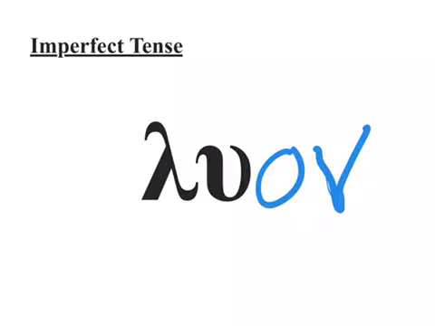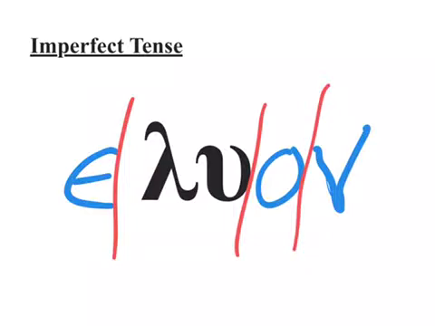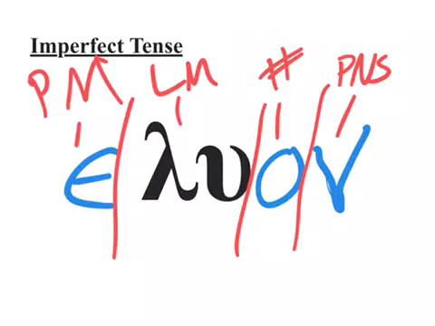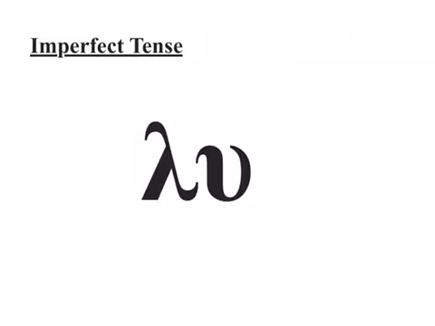However, there's another thing that we need to know about secondary tenses. Since they're in the past tense, there's going to be an epsilon at the very beginning of the word. So if we divide this up a little bit, this is going to be the past tense morpheme. This is going to be the lexical morpheme. This is going to be the neutral morpheme. And this is going to be the person number suffix. Easy?